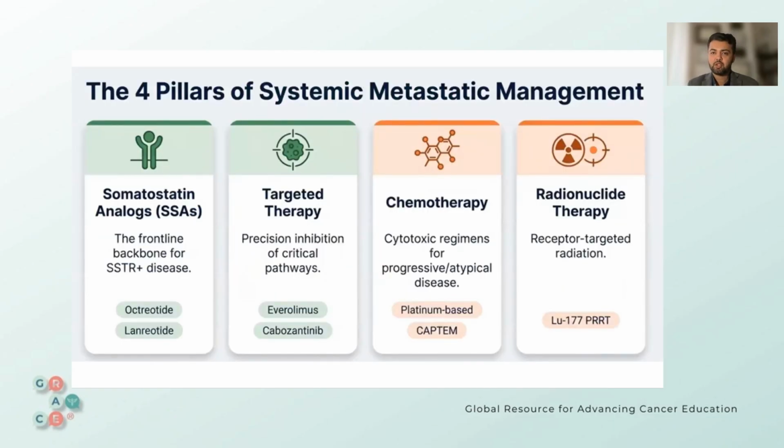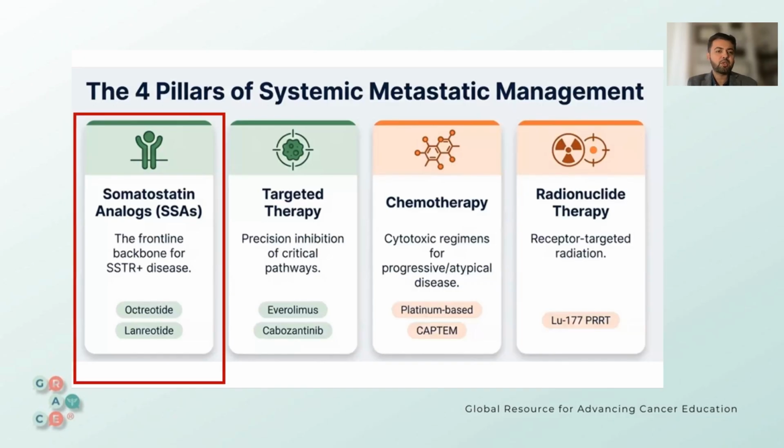In metastatic management, when the cancer has already spread to other parts of the body, there are four pillars in this kind of neuroendocrine tumors: somatostatin analogs, targeted therapy, chemotherapy, and radionuclide therapy. And in the next few minutes, we'll go through each of them briefly and quickly.